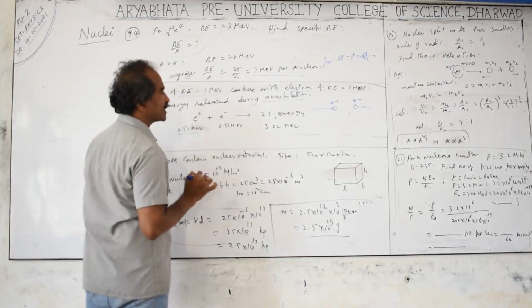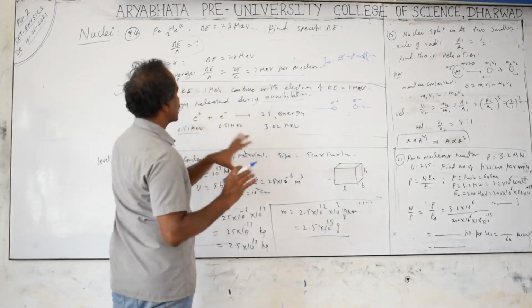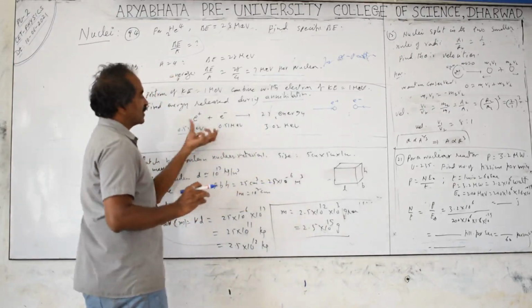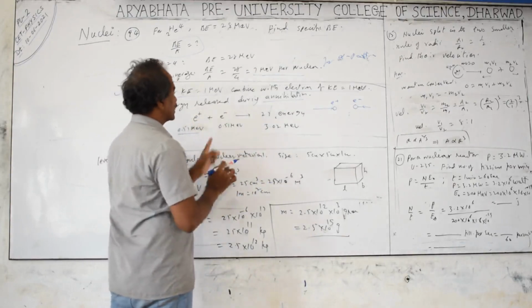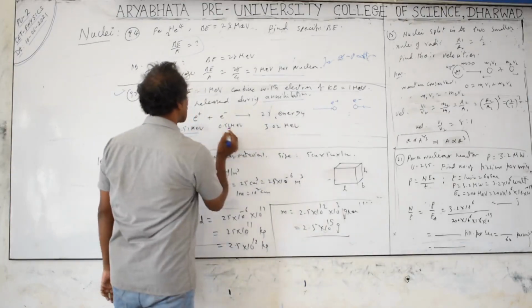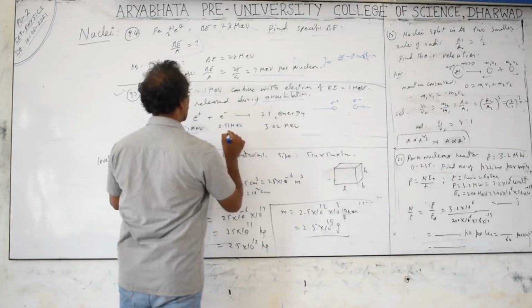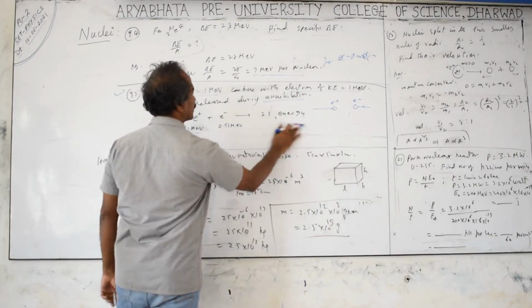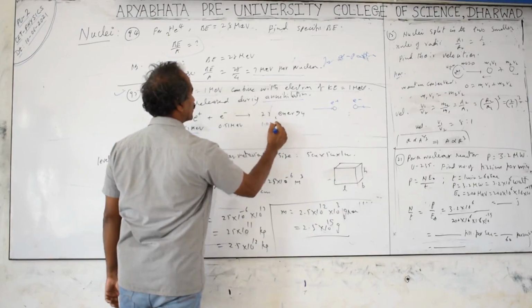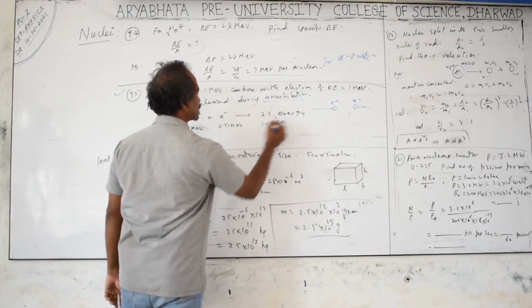But now they are not at rest. Okay, first let us check what happens if they are at rest. If they are at rest, if they combine, just touched, then the energy release will be the sum of these two energies. 0.51 plus 0.51 will be equal to 1.02 MeV. This is going to be 1.02 MeV energy released just at rest.